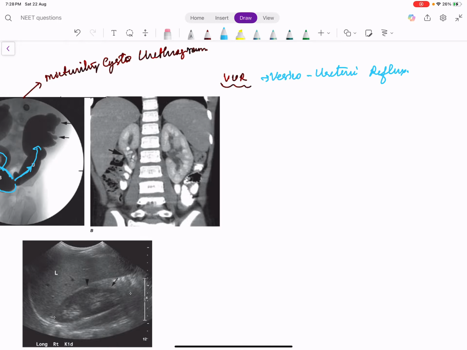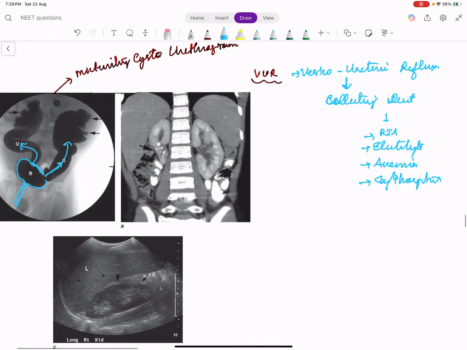Why vesicoureteric reflux is important from a medicine perspective is that chronic vesicoureteric reflux will also dilate the collecting duct. When the collecting duct is dilated, what happens? I told you it can lead to renal tubular acidosis, electrolyte imbalance, anemia, and calcium and phosphate homeostatic problems, because the entire tubule system is also affected. So this is one cause. Vesicoureteric reflux is one cause of tubulointerstitial disease.